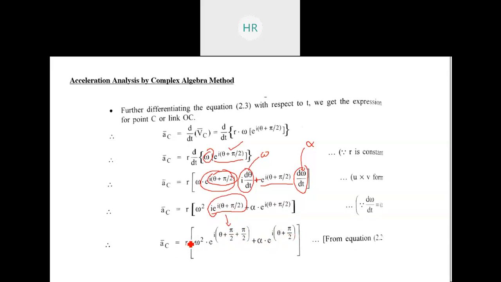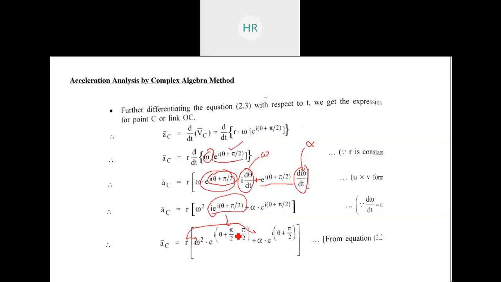Now multiply this r inside the bracket. Okay, so it will be multiplied with both the terms. So acceleration is equal to, okay, this pi by 2 plus pi by 2 will become pi. Multiply this r inside, so we get acceleration is equal to r into omega square into e raised to I theta plus pi plus r alpha e raised to I theta plus pi by 2.